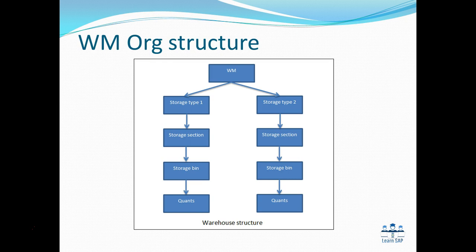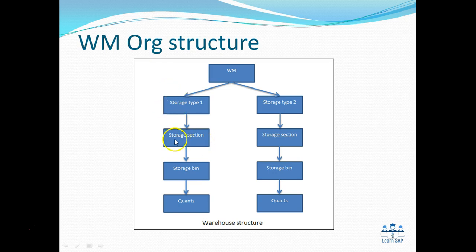Now we will see the warehouse management org structure. In this org structure, the warehouse is the highest hierarchy level. Under the warehouse, storage types will be assigned. Multiple storage types can be assigned under one warehouse. For example, if you want to assign one more storage type, that can be assigned to a particular warehouse. But it is not possible to assign one storage type to different warehouses. That is not possible.